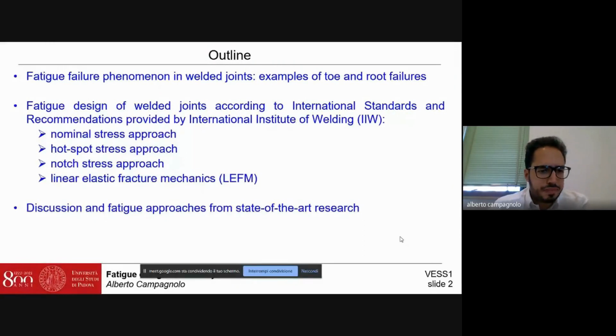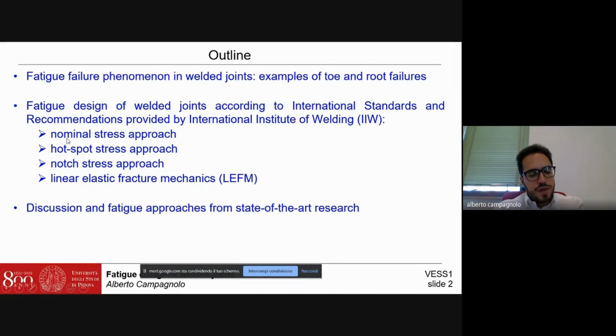First of all, I will present you the fatigue failure phenomenon in welded joints, showing you some examples of toe and also root fatigue failure, some of laboratory specimens, but also in welded joints present in industrial cases. After that, I will briefly introduce to you what are the approaches proposed by international standards and recommendation for the fatigue design of welded joints, mainly steel welded joints, according to mainly four approaches.